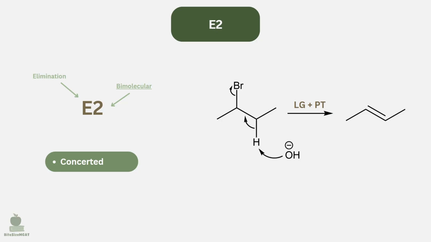The mechanism to the right shows both the leaving group leaving and a proton transfer happening at the same time. This leaves us with a double bond. So there are stereochemical and regiochemical outcomes to discuss. In this video, I want to talk about the regiochemistry, but the stereochemical outcomes will be the topic for a separate video. So, overview. E2 is a bimolecular elimination reaction where there's a concerted loss of leaving group and proton transfer that forms a double bond.